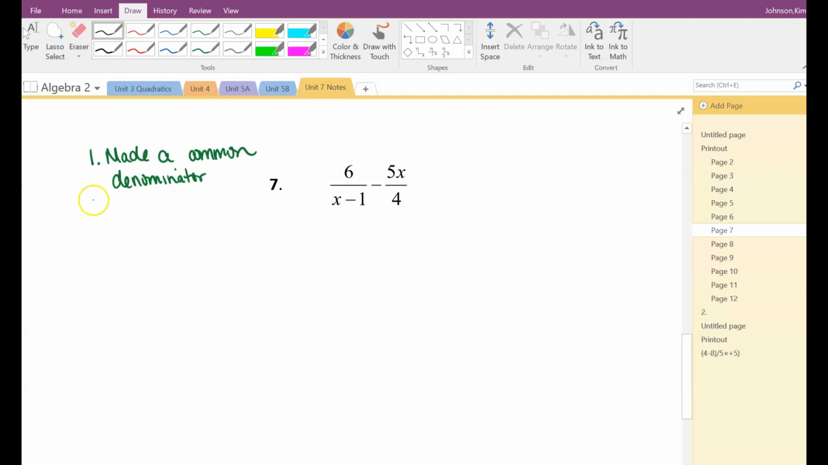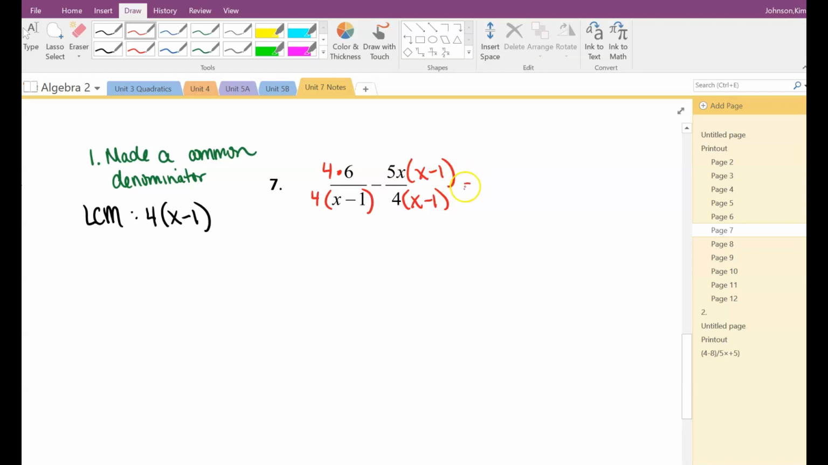So when I think about the least common multiple, I need a factor of 4 and a factor of x minus 1. So my entire denominator needs to have both a factor of 4 and a factor of x minus 1. Okay, so let's go ahead and do that for both these fractions. The left fraction needs a factor of 4, so I'm going to multiply by 4 in both the numerator and denominator. The right fraction needs a factor of x minus 1, so I'm going to multiply by x minus 1 in both the numerator and denominator.